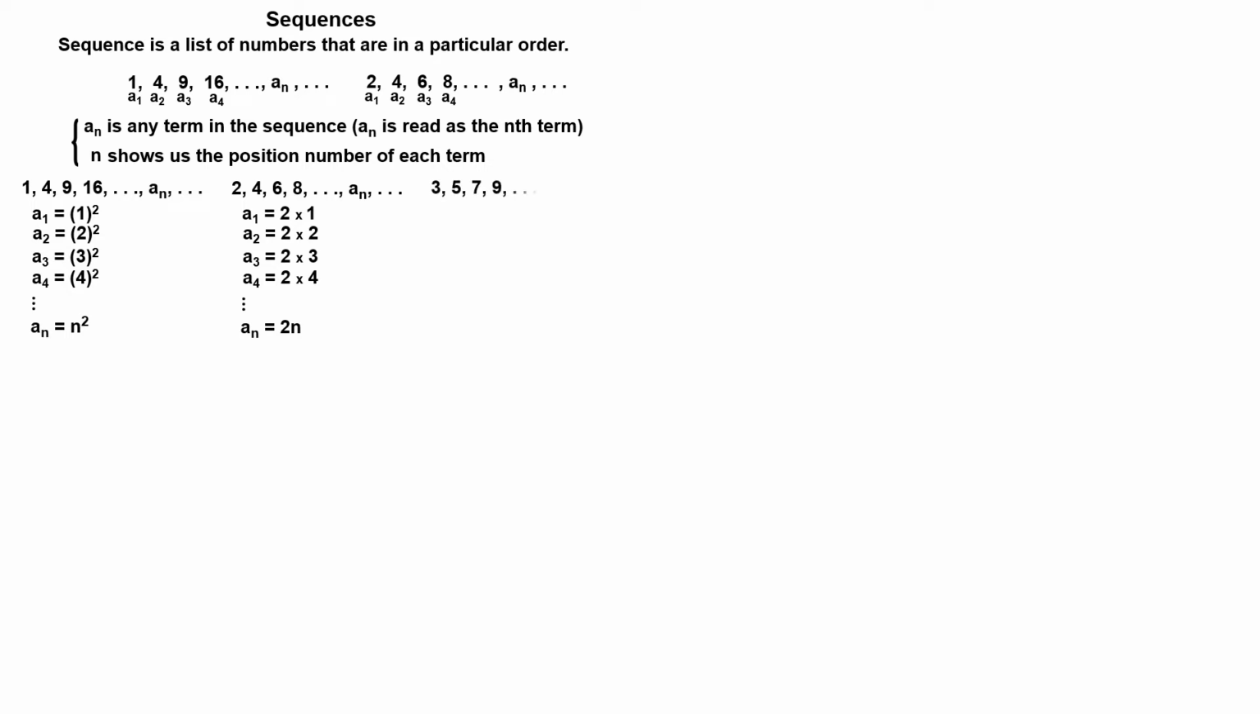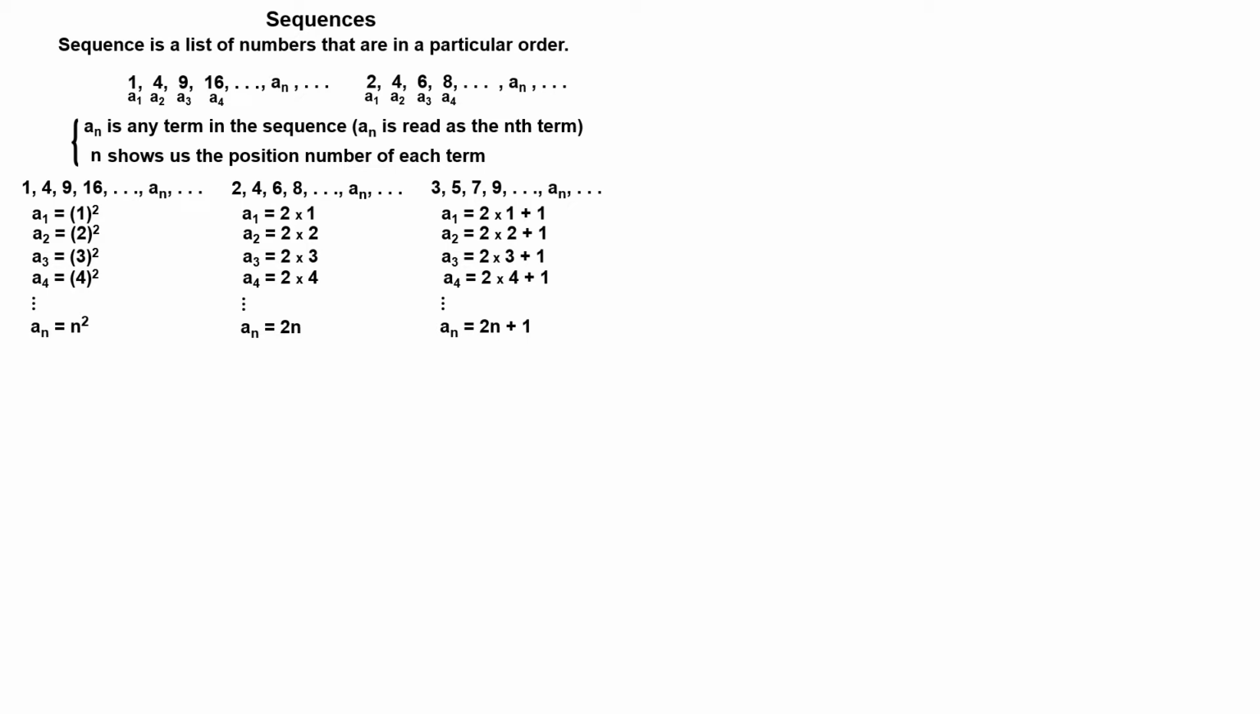Let's recognize the pattern in the third sequence. We can see that the first term is 3, and 3 is the same as 2 times 1 plus 1. The second term is 5, and 5 is the same as 2 times 2 plus 1. The third term is 7, and 7 is the same as 2 times 3 plus 1. The fourth term is 9, and 9 is the same as 2 times 4 plus 1. So it looks like the nth term is 2 times n plus 1.